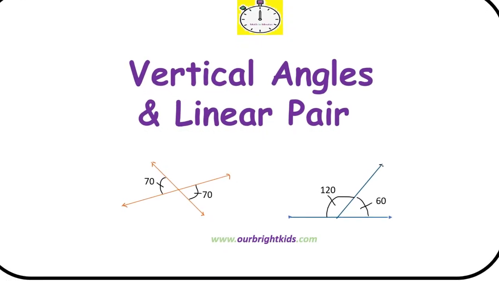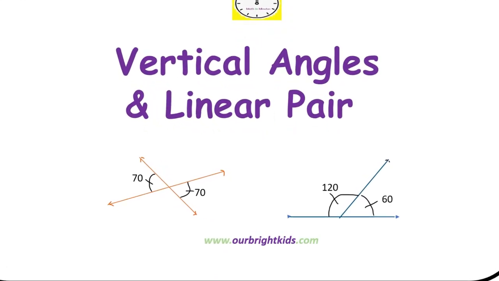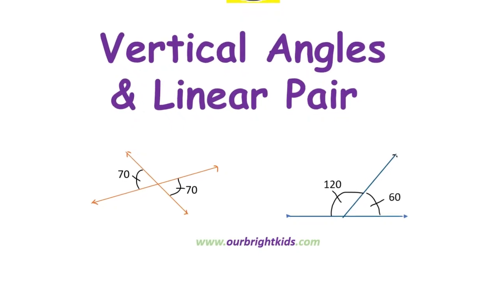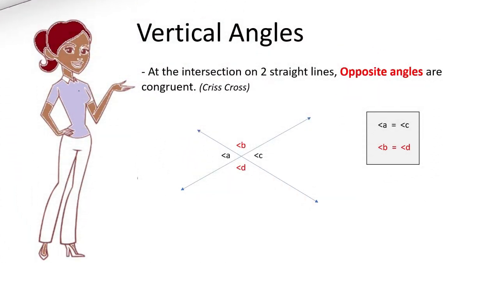We're going to take a look at vertical angles and linear pairs in this Math in Minute video. So the definition of vertical angles is at the intersection of two straight lines, opposite angles are congruent.